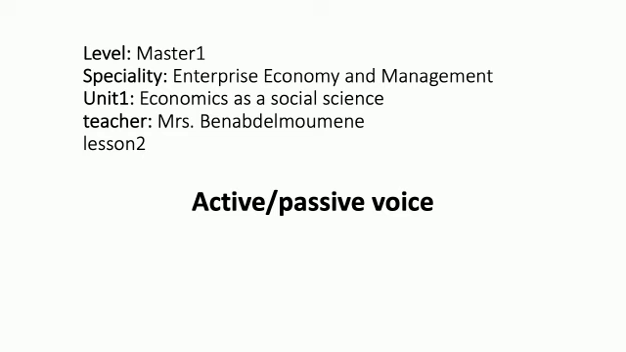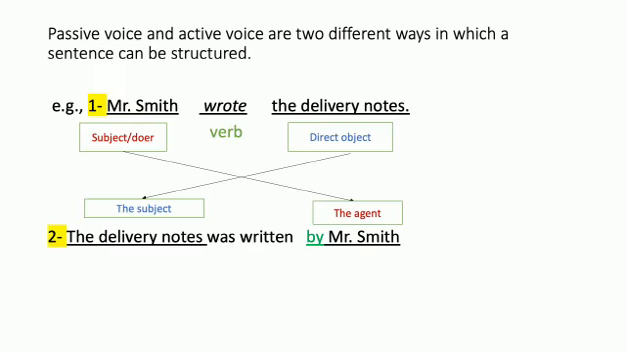So let's begin. Passive voice and active voice are two different ways in which a sentence can be structured. Of course, when we talk about passive and active voice, we talk about two sentences which have different word order, different structures, but the meaning is the same.